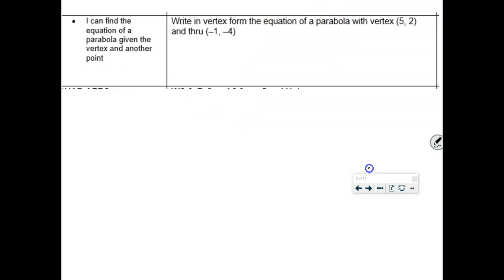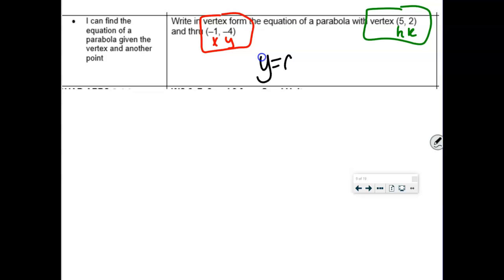This question, this is like the one you guys asked me on your homework, where they give you a vertex, which means they're giving you h and k, and then they give you a random ordered pair. So they're giving you a helper x and y that'll help you find a in a minute. So because they gave you the vertex, you guys should all start in vertex form, and then start plugging stuff in.